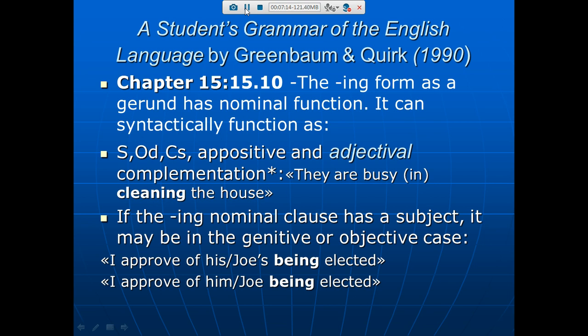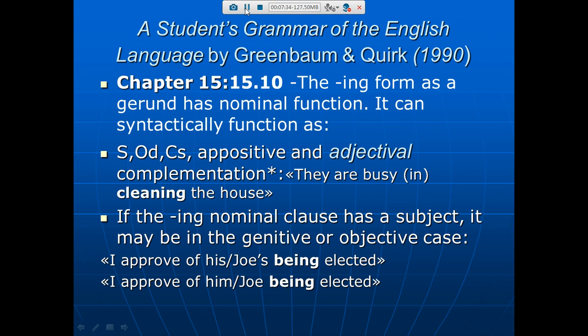Because in this case, we can speak of an elision of a preposition. They are busy in doing something, in cleaning the house. In that case, the ing form is an object of the preposition. The same happens with expressions with worth. "This is worth answering." It's also considered in the same way.